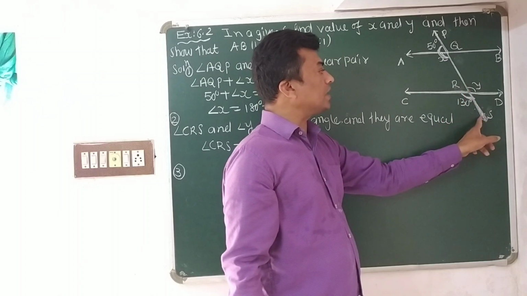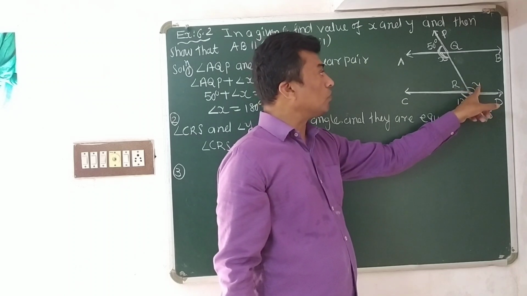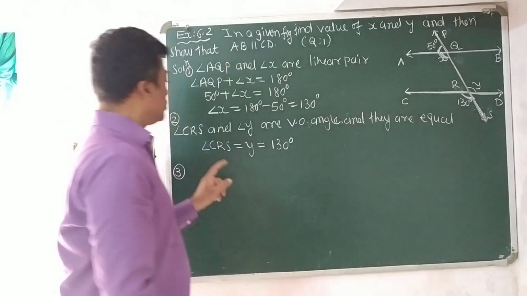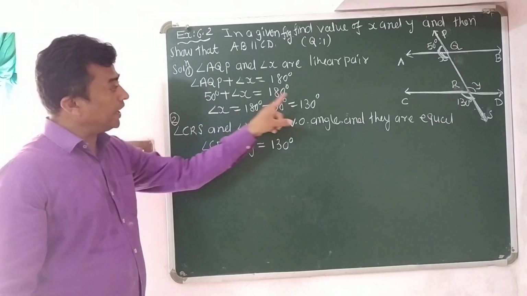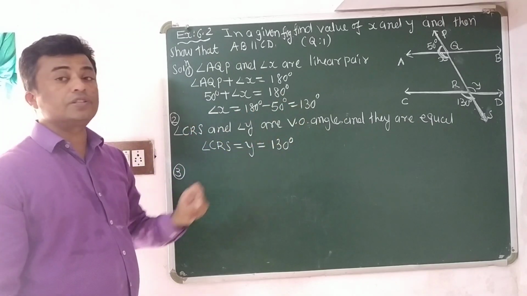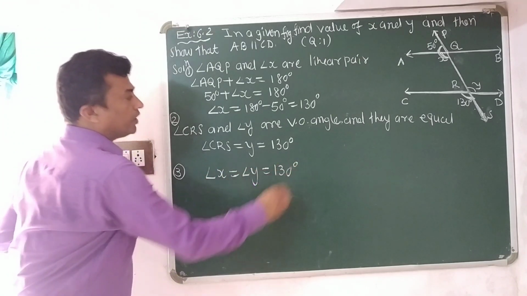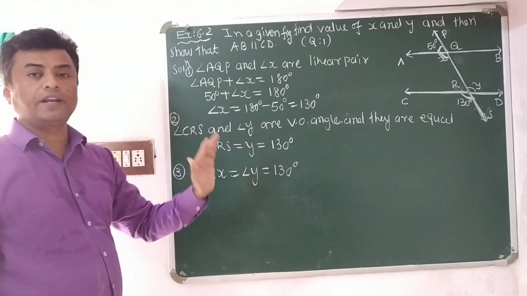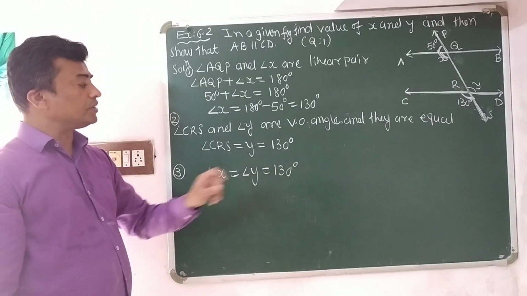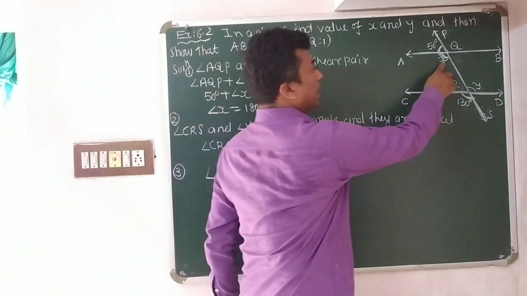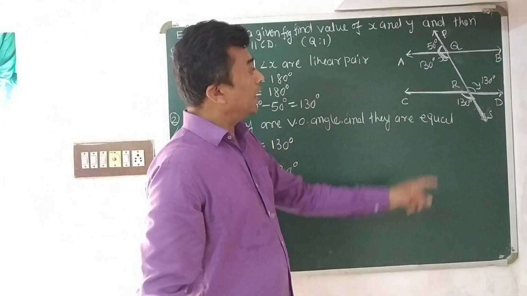See, angle CRS and angle Y both are vertically opposite angles. So CRS is equal to 130 degree, so Y is also 130 degree. So angle Y is equal to 130 degree. See, children, here angle X is equal to 130 degree, and angle Y is also equal to 130 degree. X and Y values we identified, and it is 130 degree.